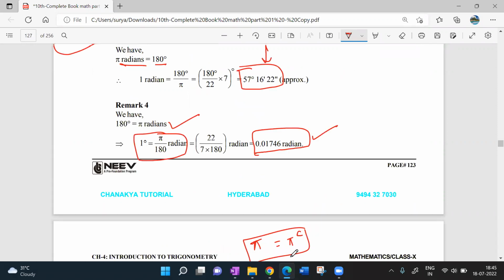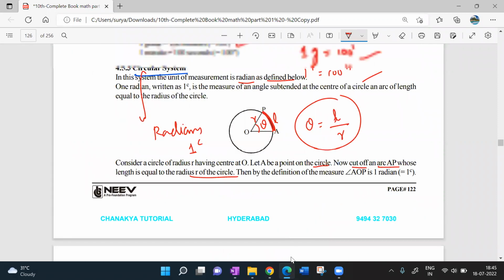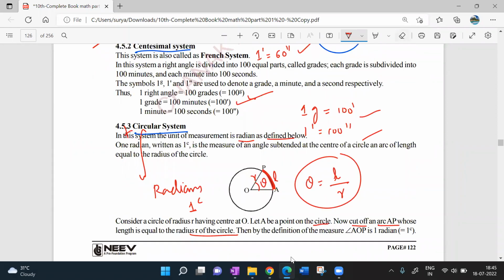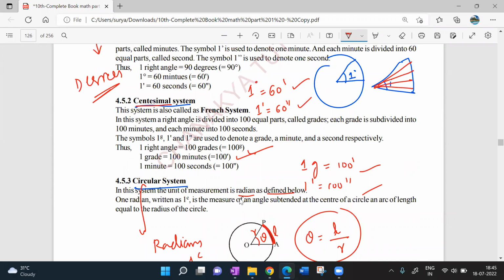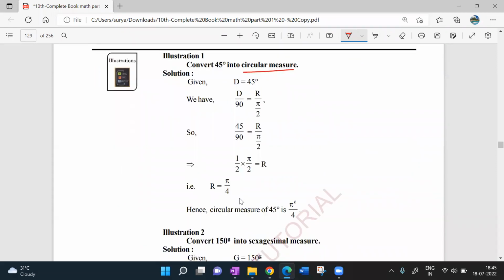I'll tell you. Look at this. Circular measure means radian, right? Circular measurement is nothing but radian measurement, beta. Centesimal system shows grade measurement. Sexagesimal system shows degrees. He is here given you that circular, which is nothing but you need to convert it to radians.